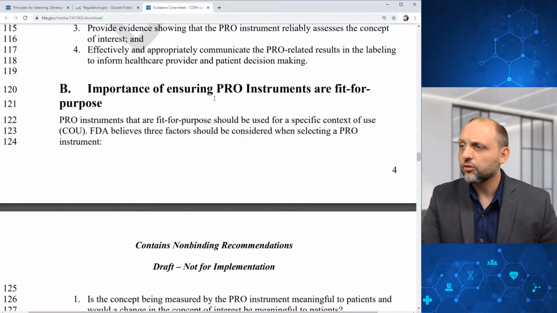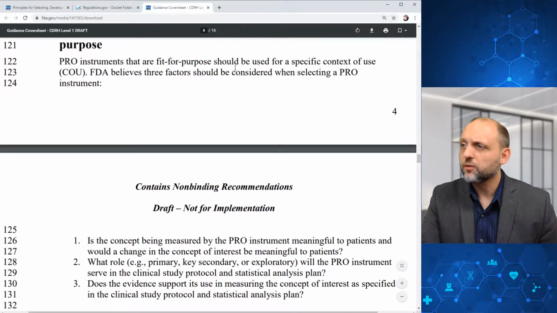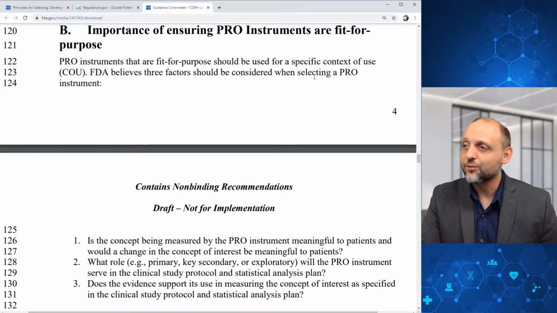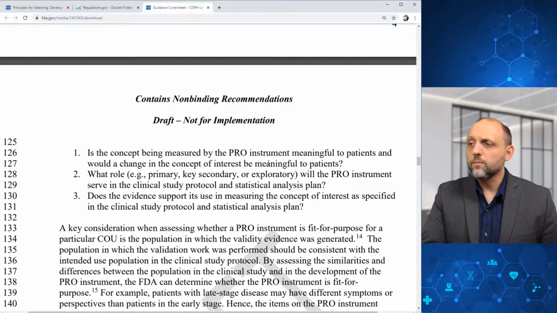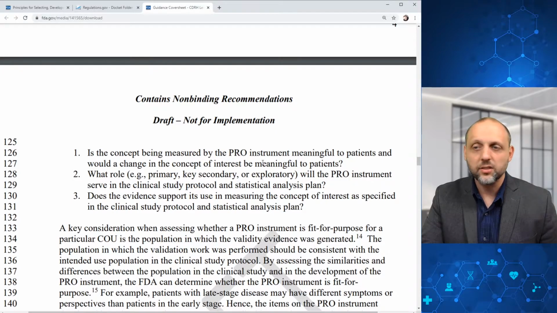Importance of ensuring PRO instruments are fit for purpose. The PRO instruments that are fit for purpose should be used for a specific context of use, or COU. FDA believes 3 factors should be considered when selecting a PRO instrument. One, is the concept being measured by the PRO instrument meaningful to patients, and would a change in the concept of interest be meaningful to patients? Two, what role will the PRO instrument serve in the clinical study protocol and statistical analysis plan? And 3, does the evidence support its use in measuring the concept of interest as specified in the clinical study protocol and statistical analysis plan?